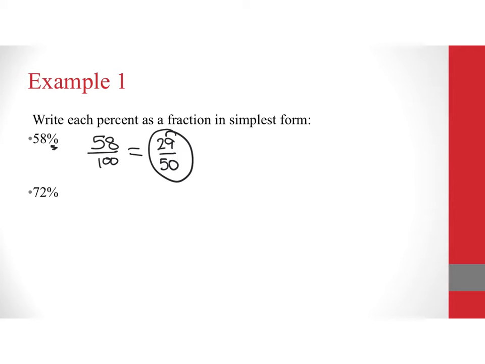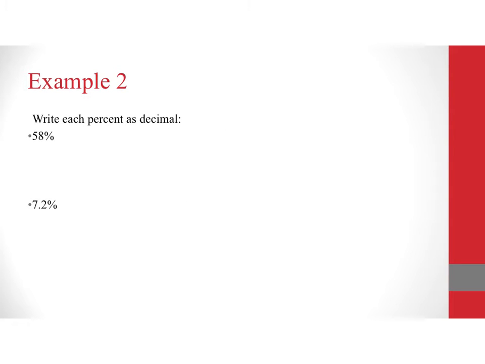For 72%, I can do the same thing. We're just going to drop the percentage sign off, and that leaves me with 72. We write that over 100 because this is a ratio over 100. And then I'm going to simplify again because I see that both 72 and 100 are even. Now in this case, 72 and 100 are both divisible by 4. So 72 divided by 4 is going to be 18, and 100 divided by 4 is going to be 25. So I can reduce that fraction down to 18/25ths.